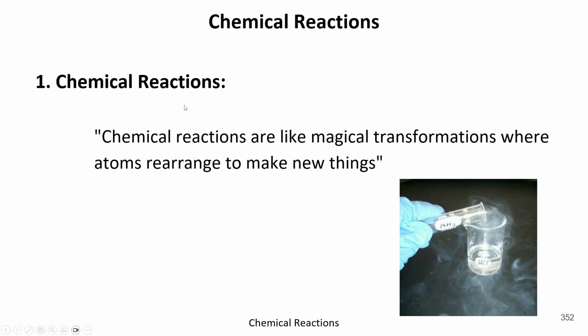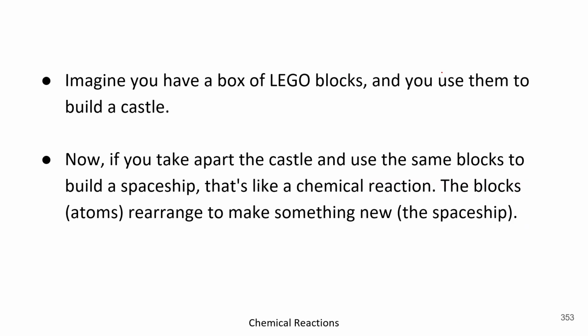So basically, we can say chemical reactions are like magical transformations, because you see two different types of items, but when you react them together, you get a completely different item. This is known as chemical reactions. In this chapter we are going to learn about several chemical reactions and related phenomena. So let's move forward.